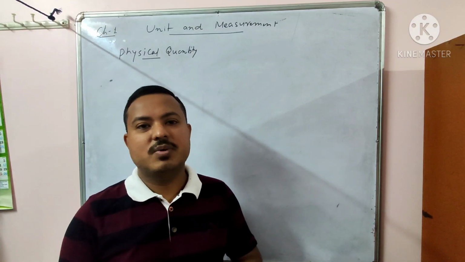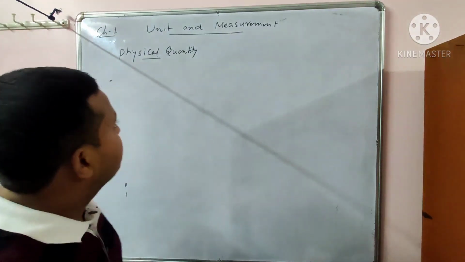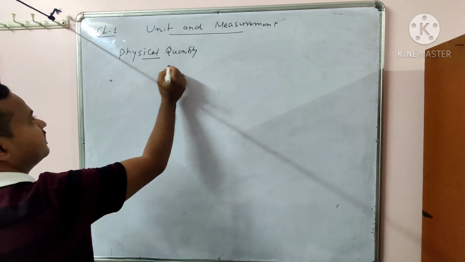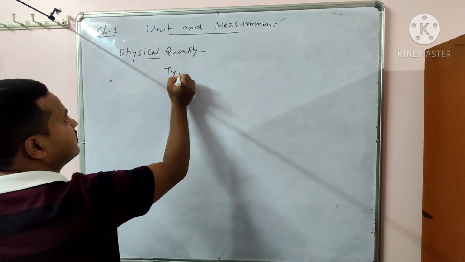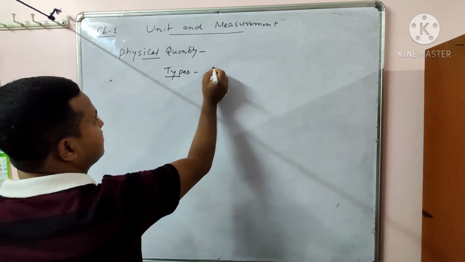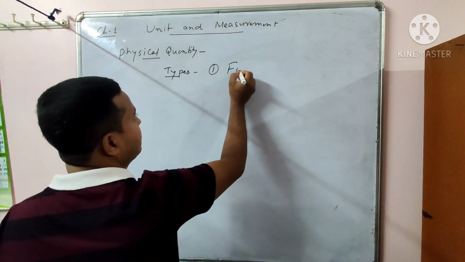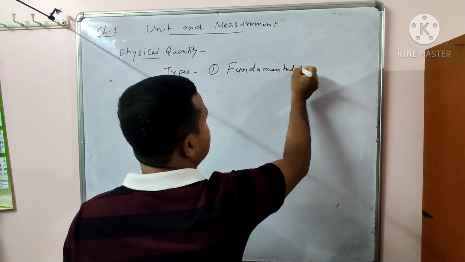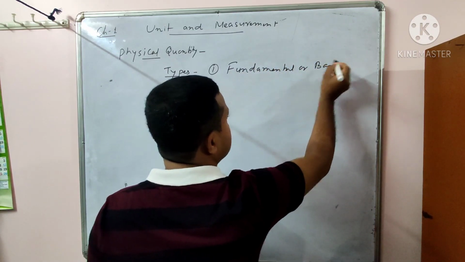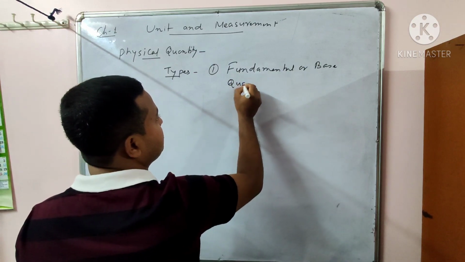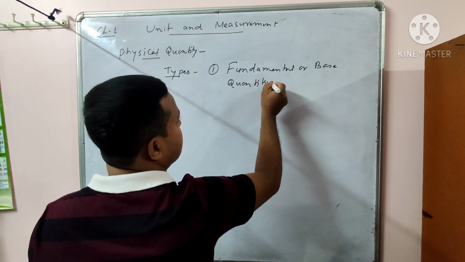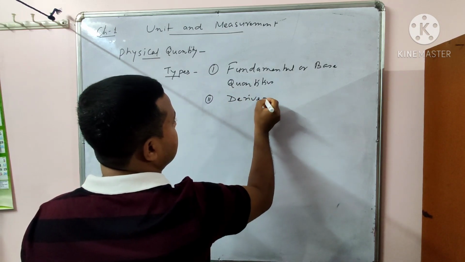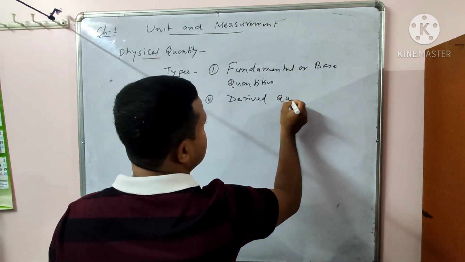these quantities are called physical quantities. Now, physical quantities can be classified into 2 groups. There are 2 types of physical quantity. First one, fundamental or base quantities. And the second one is derived quantities.